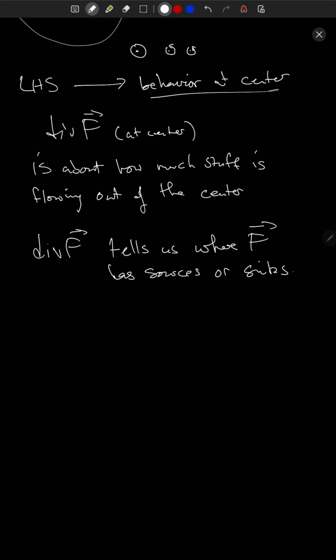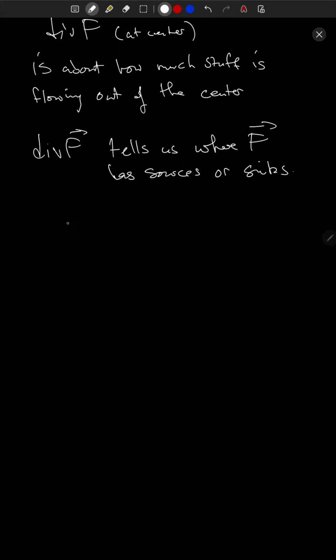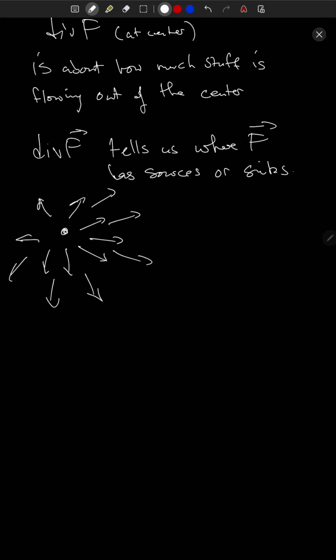Okay, so maybe this is a little vague, so let me draw a little picture here. Let's say this is my point of interest, and let's talk about a very simple vector field that's just pointing radially outwards away from this point. Now think about this. The right-hand side integral around a circle is always going to be positive, because things are moving away across the boundary, out of the region.